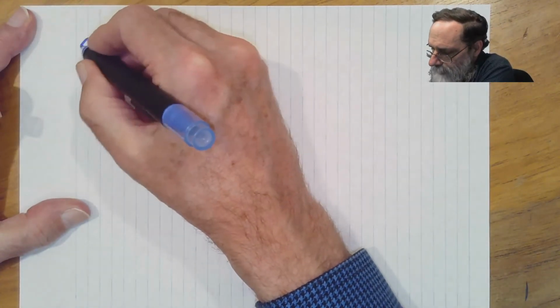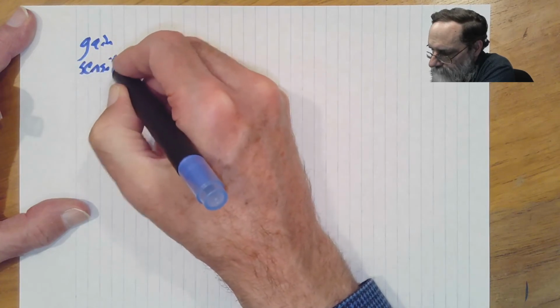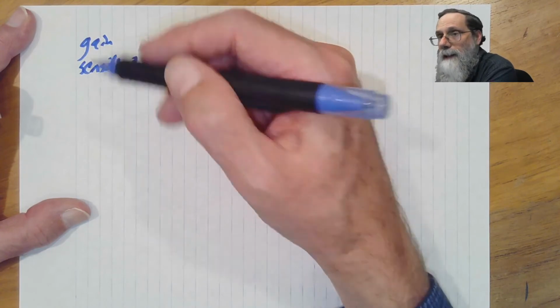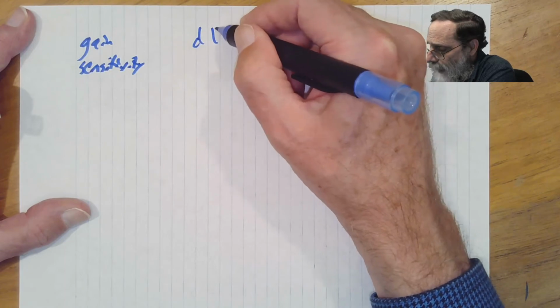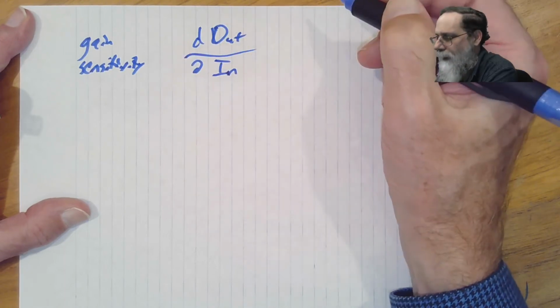something called gain or sensitivity. Gain and sensitivity are basically the same concept. They're both how much does the output change with respect to the input of some system.